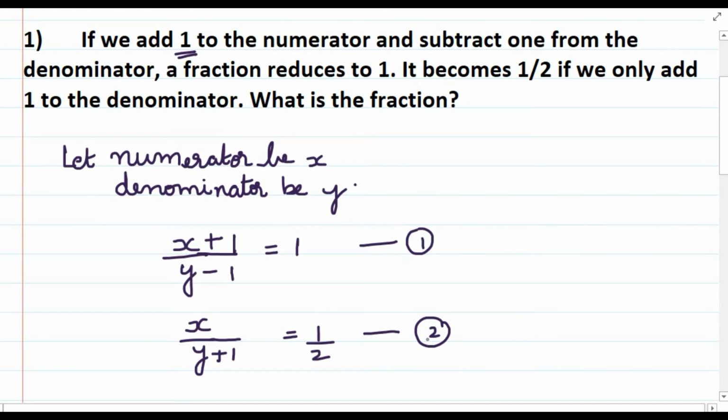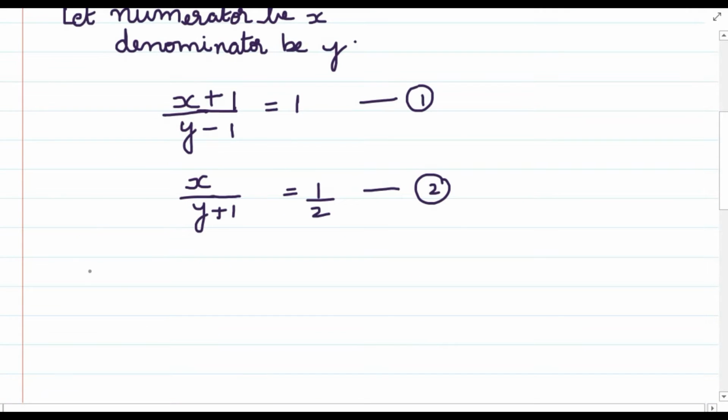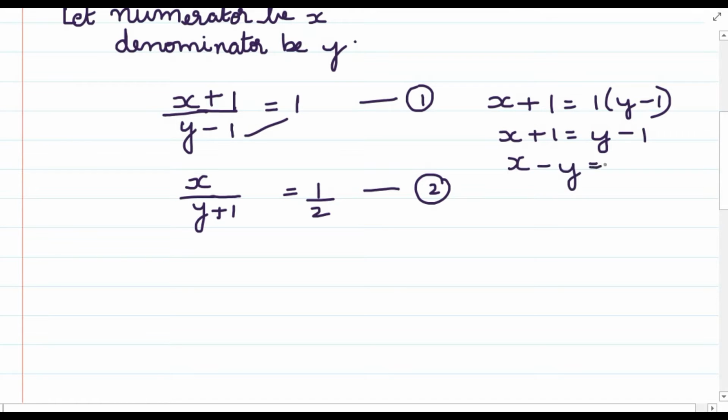Now you need to solve these two equations. So how will you solve this? First you need to simplify. We'll make it in the linear form. So cross multiply: x plus 1 equal to 1 into y minus 1, that is x plus 1 equal to y minus 1. I will take y to this side and 1 to the other side. So our first equation has changed like this: x minus y equal to minus 2.